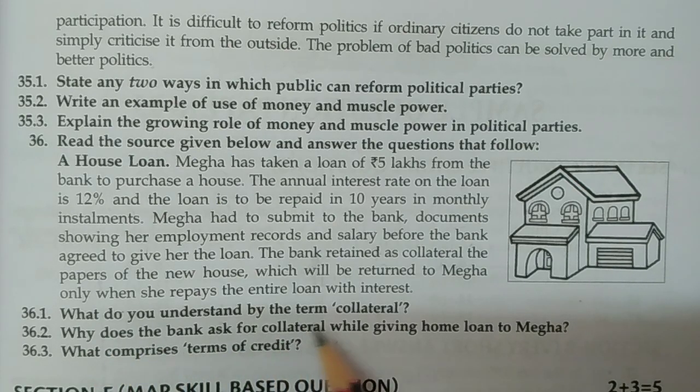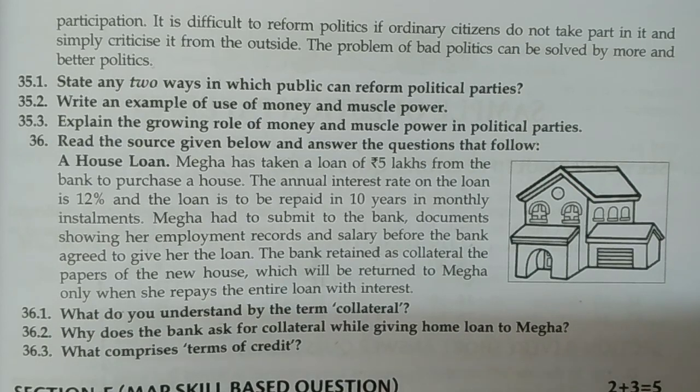What do you understand by the term collateral? See, you have already completed what is collateral and terms of collateral, so you can easily find all these answers from here. It's 36.2. Why does the bank ask for collaterals while giving home loan to Megha? So you can also find out what is the reason behind this, why the bank is demanding collateral and security. You can identify all these things from here. Now question number 36, it's given here that what comprises terms of credit. So what is comprising here terms of credit? So you need to find out the answer from here.